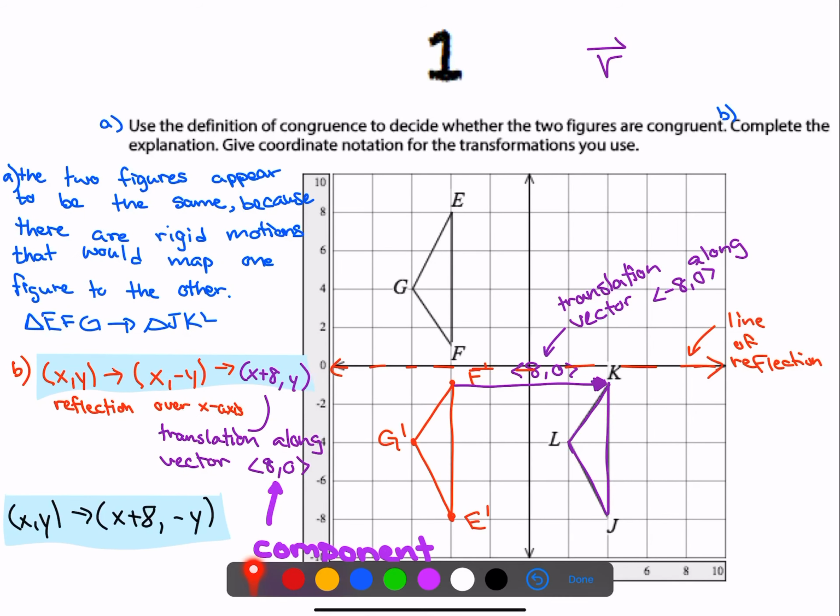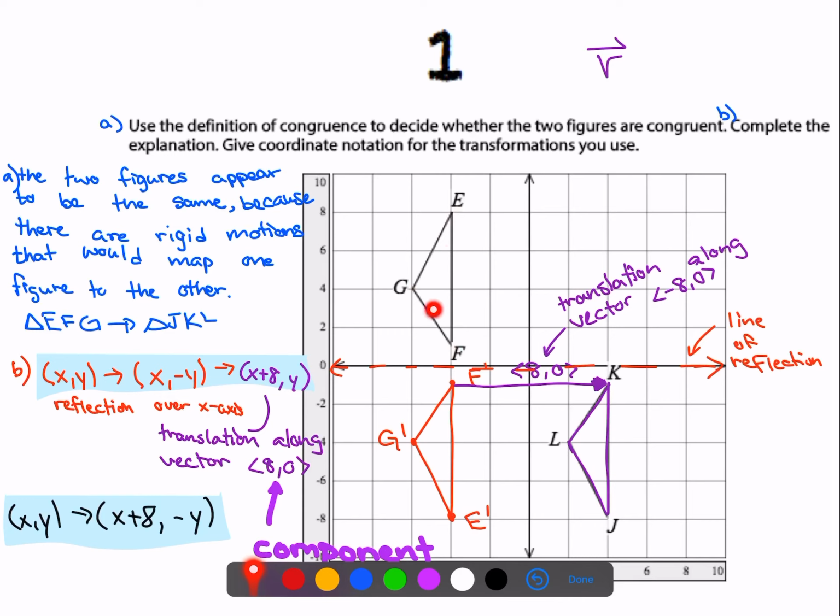All right, so looking at this, first off, these two figures look like they're congruent. They appear to be the same figure. It looks like they have the same type of slope going on and the same distance across each point. So it looks like there would be some rigid motions that would map one figure onto the other. So we're going to go ahead and move EFG over to JKL.